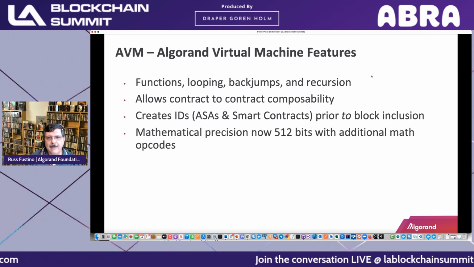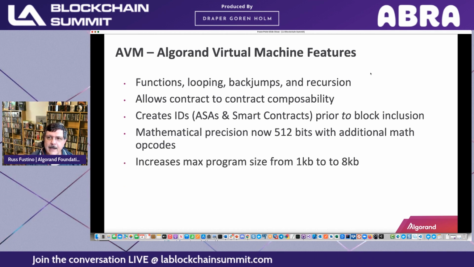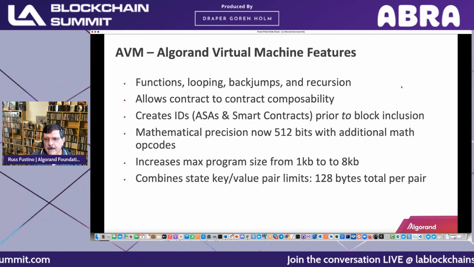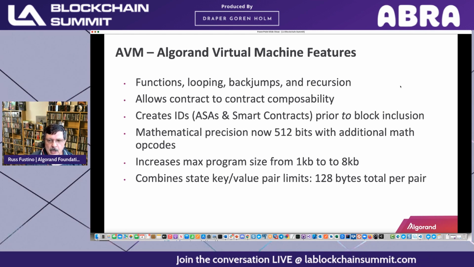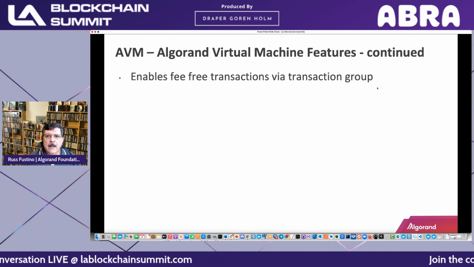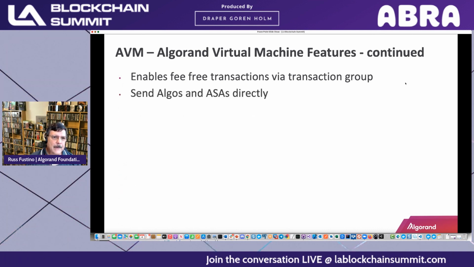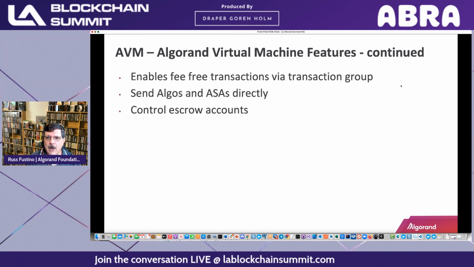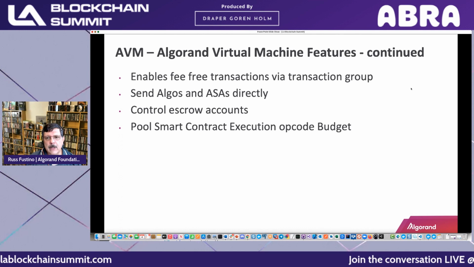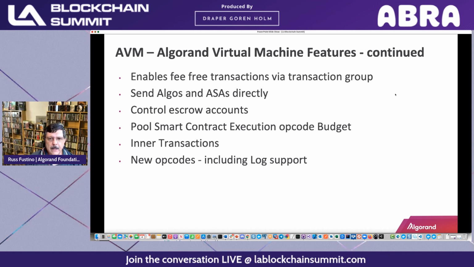Mathematical precision is now 512 bits with additional math opcodes, and the max program size increased from 1 KB to 8 KB. Key-value pair limits are now combined at 128 bytes per pair. It could be any combination. It could be 1 and 127 or whatever. It used to be split down the middle. Now you can do any combination there. Also, it enables free transactions via transaction groups. You can send algos and ASAs directly through these smart contracts, control escrow accounts, pool smart contract execution opcode budget, perform inner transactions, as well as new opcodes and including logging support.